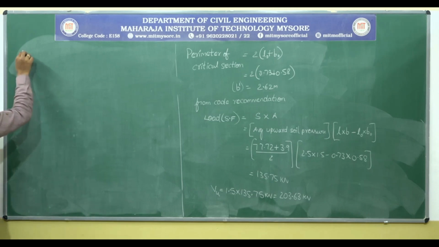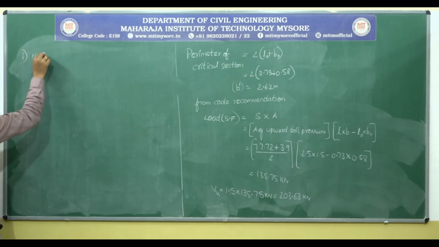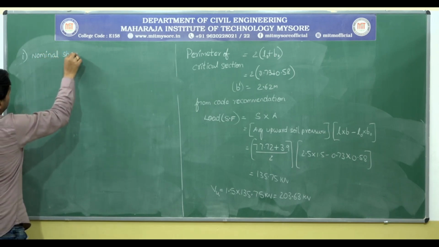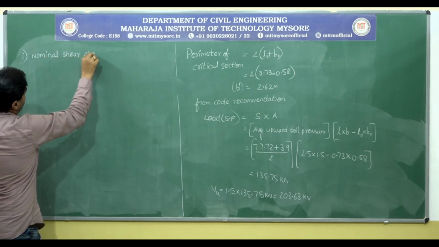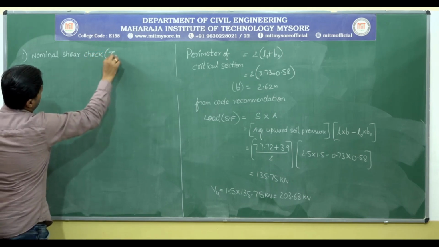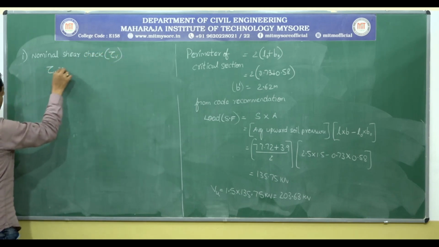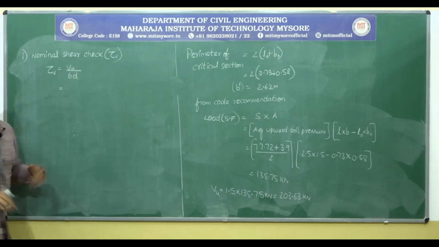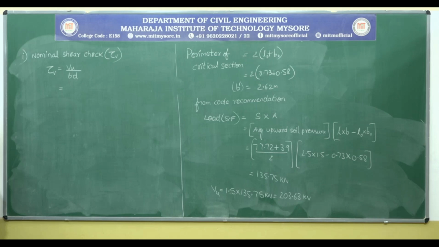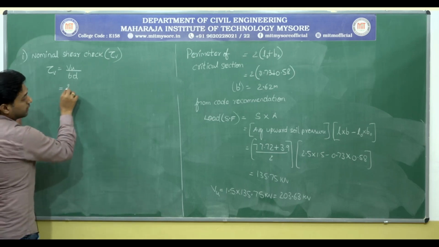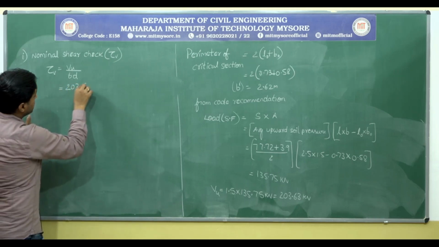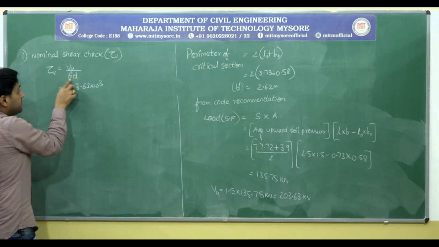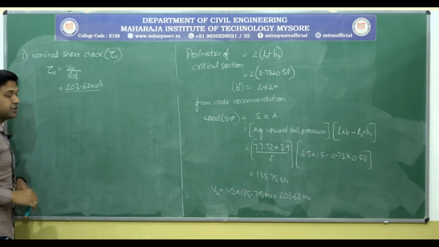Okay, so first one is the nominal shear check, that is tau V. So tau V is given by, as you people know, Vu by b into d. So Vu value, be careful, it's 203.63 into 10 power 3. Be careful, instead of b I am taking it as b dash.